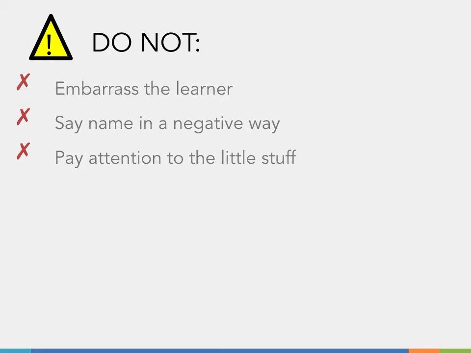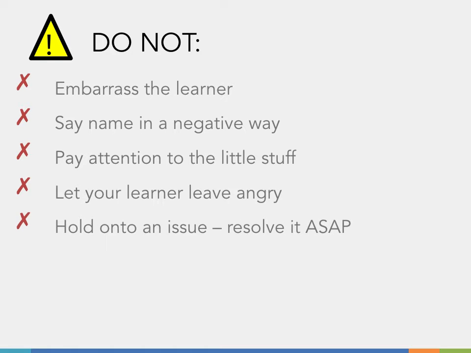Don't pay attention to the little stuff. You need to realize that learners with ADHD aren't trying to purposefully be disruptive, and there will be things that they do. If you can ignore the behavior for the time being and teach the rest of the class, then do it. But remember, you always ignore the behavior, not the child. If you have an altercation with the learner, never let the learner leave angry. Try and resolve the issue, because you don't want them to hold on to it. It needs to be resolved as soon as possible.